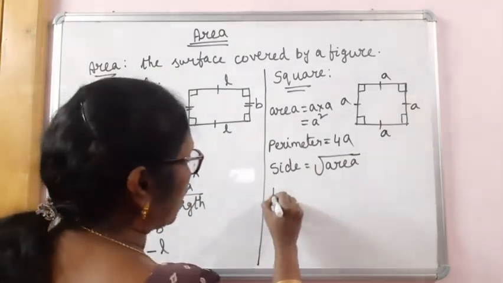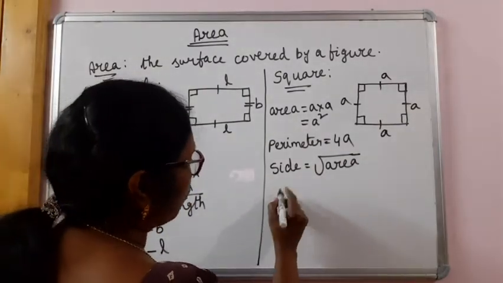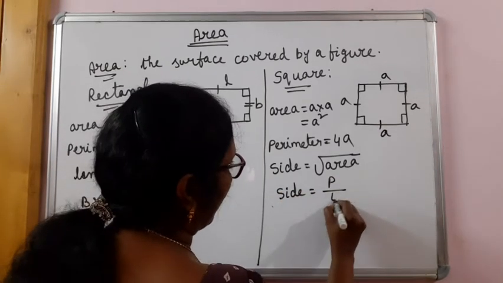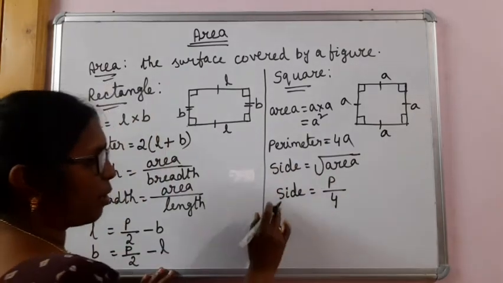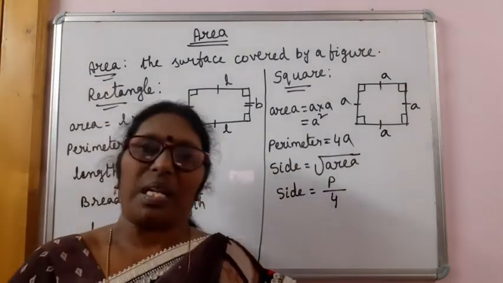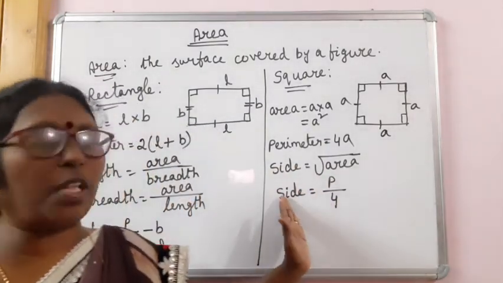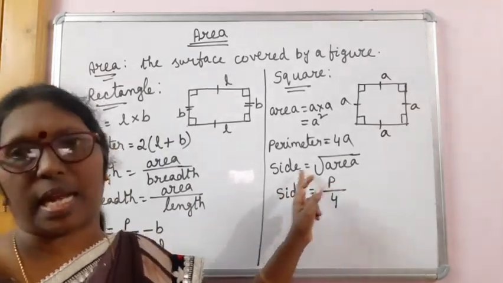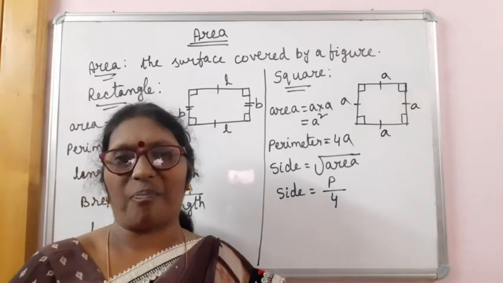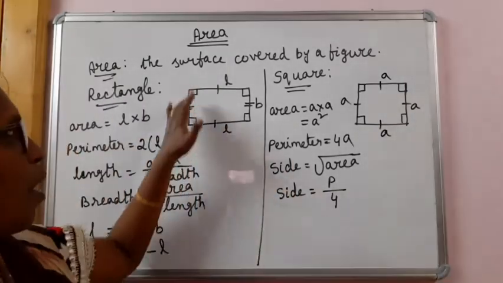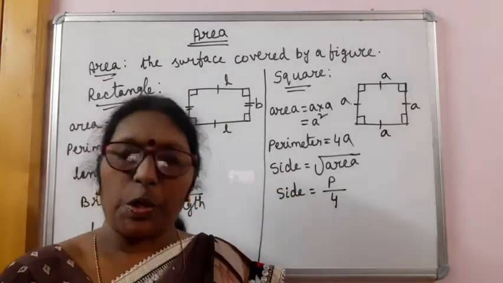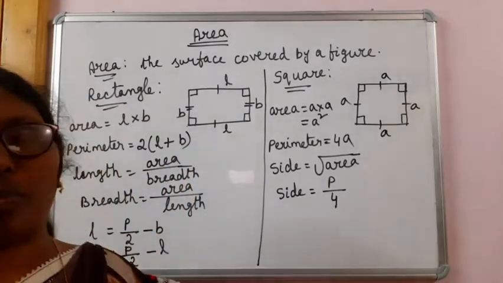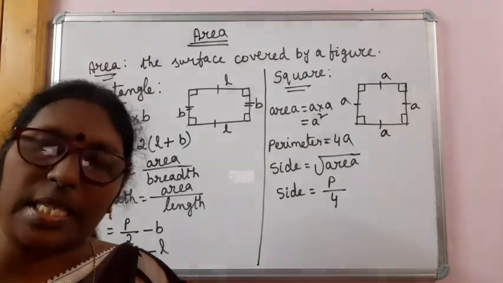Similarly, if you know the perimeter and if you want to find the side of a square, perimeter divided by 4 gives you the side of a square. If you know the perimeter, you can use this formula. If you know the area and want to find the side, we can use this formula. Okay? So this is all about rectangle and square. You have to learn this much for solving the problems this year.